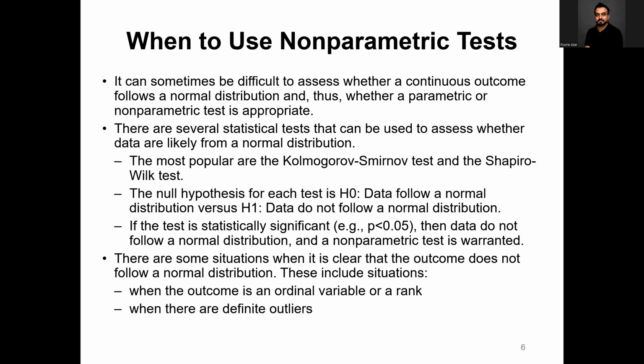So in some cases, it is really difficult to evaluate whether our continuous variable, for example, let's say body weight, total cholesterol, blood pressure, these are all continuous variables and they can be our outcome of interest, is following a normal distribution. So in those cases, a parametric or non-parametric test may be appropriate.